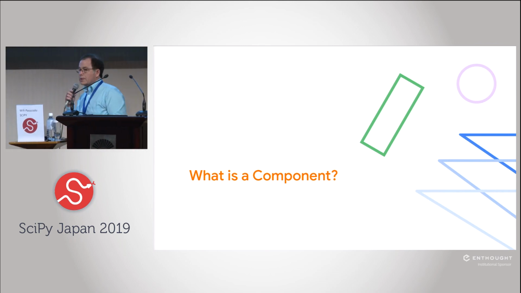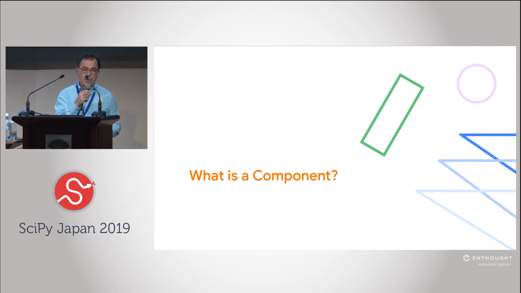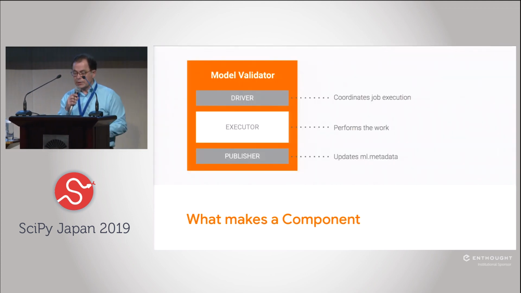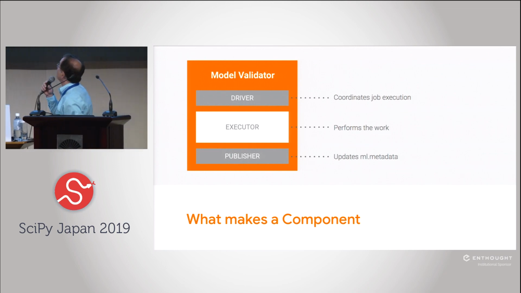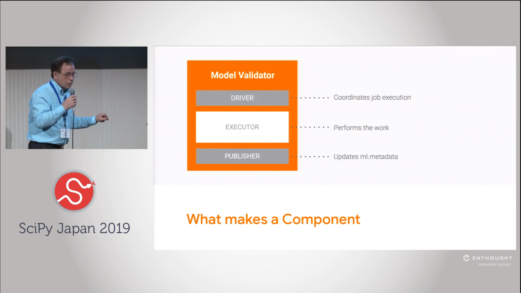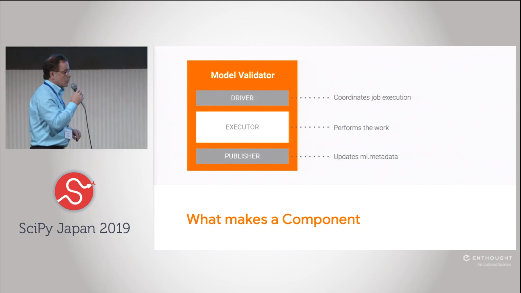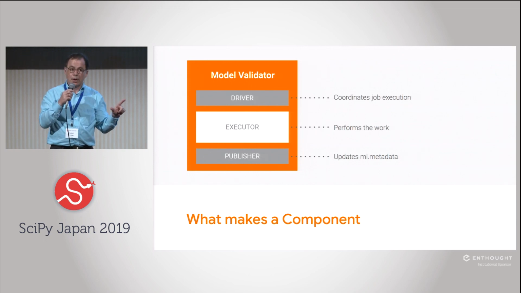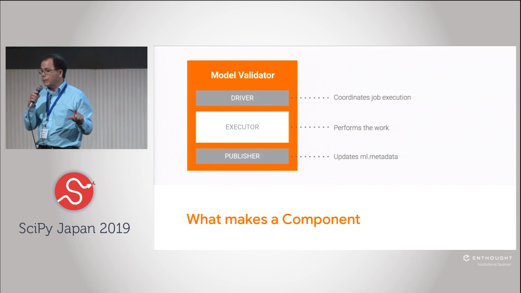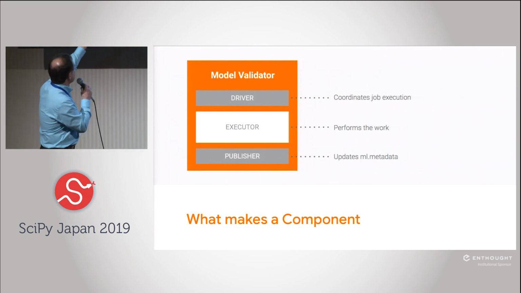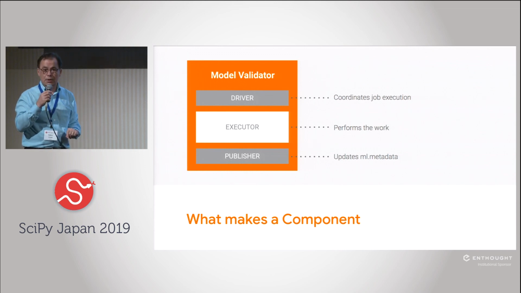Each of the pieces of a pipeline are referred to as components in the TFX architecture. This is what a component looks like. There are three parts of a component: the driver, the executor, and the publisher. Two of them are mostly boilerplate code. So they're code that you could change if you needed to, but you probably won't. Those are the driver and the publisher.